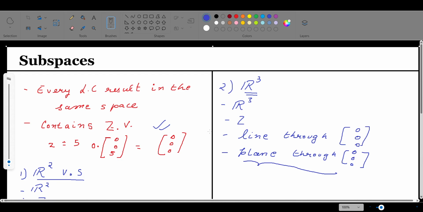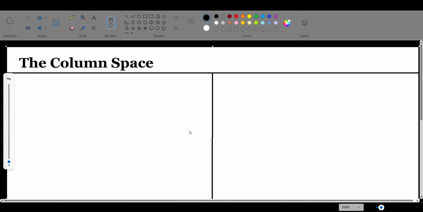Okay. So now let us move on to the next thing I wanted to discuss, which is column spaces. This is a kind of a subspace and a very interesting one. Again, all these topics are so interesting. I have so much fun talking about these linear algebra concepts.